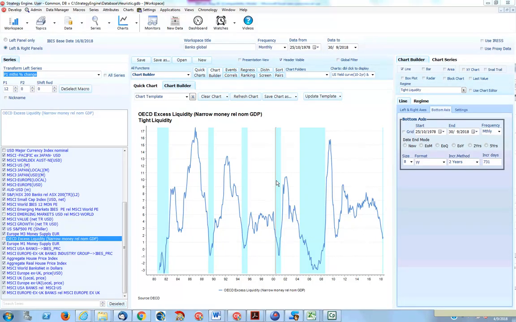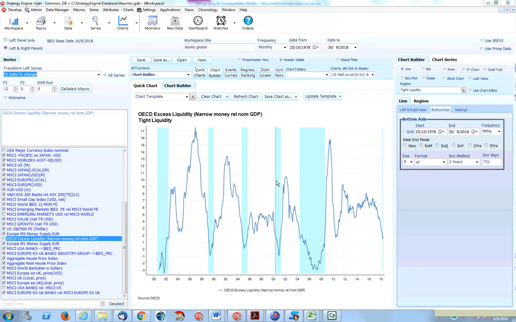In this week's video, we're going to look at the recent decline in global excess liquidity and investigate some of the implications from that. So in the chart in front of us, we're looking at a measure of OECD excess liquidity, basically comparing money supply growth to nominal GDP growth. And over the past 12 to 18 months, we've seen two trends emerge.